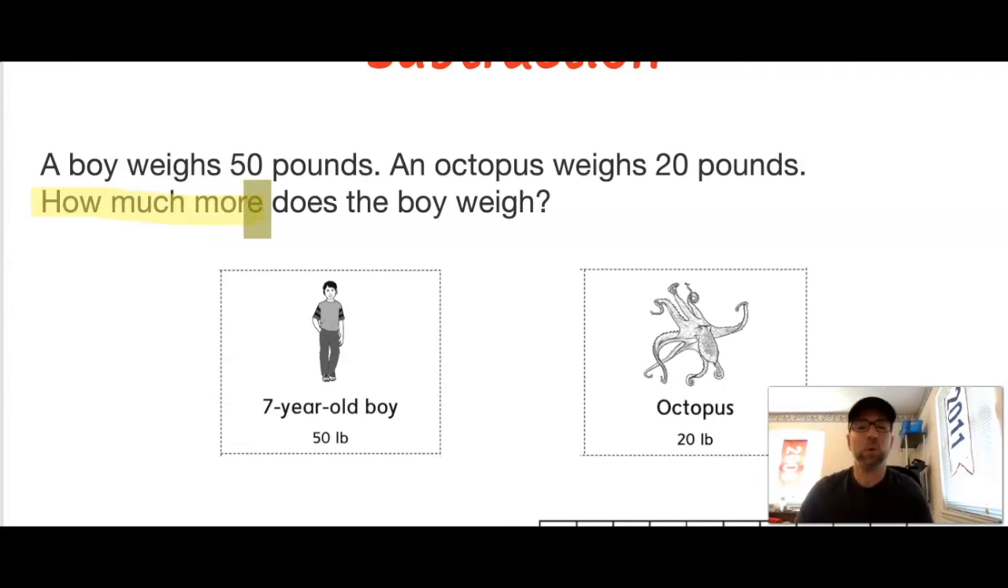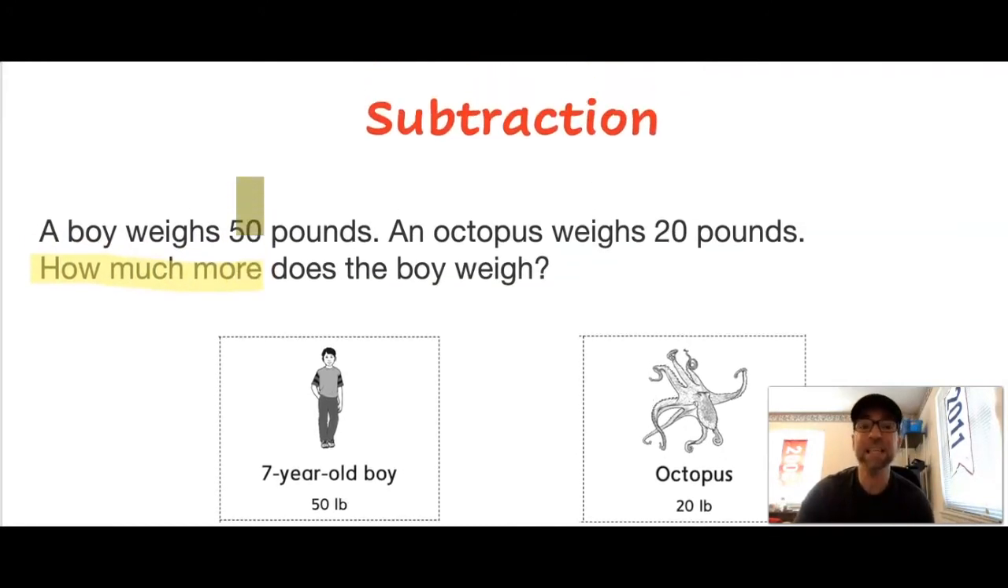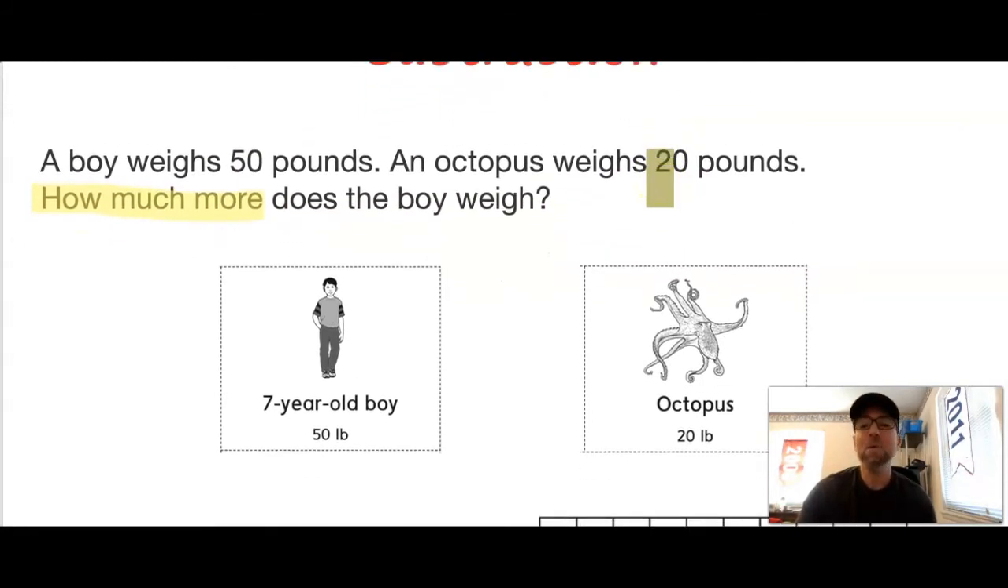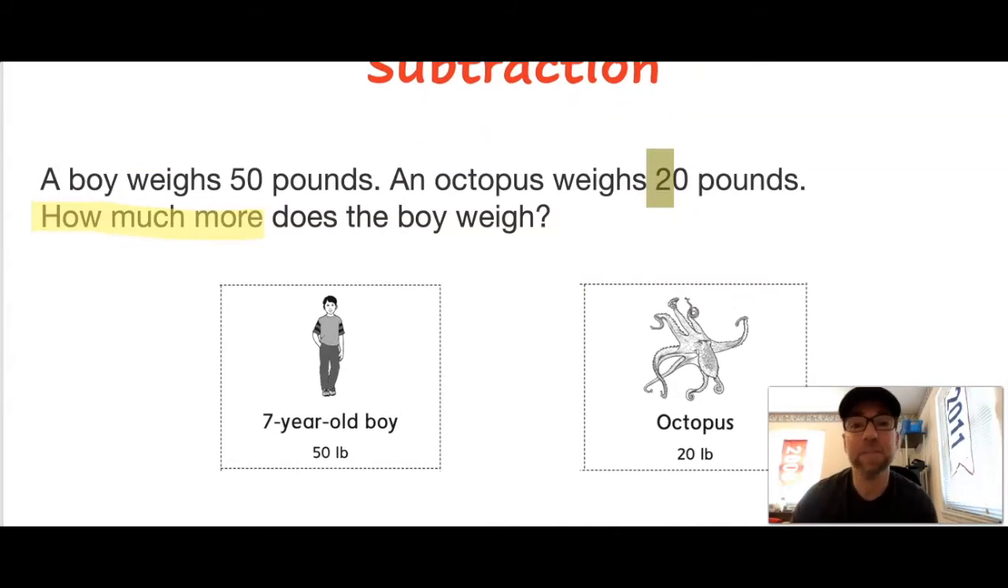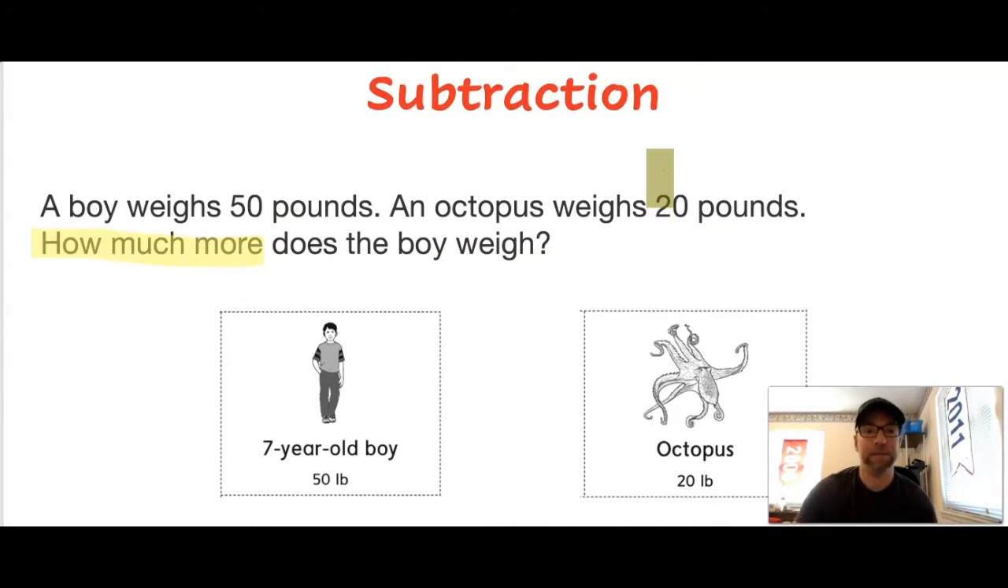Notice that we don't see the word total or in all. This time we see how much more. And that means that this is going to be a subtraction problem. Go ahead and see if you can solve this one on your number grid. Remember, you're going to have to count back to solve the problem. Press that pause button while you work it out. See if you can also come up with the number model. When you're done, press play. We'll see how you did.